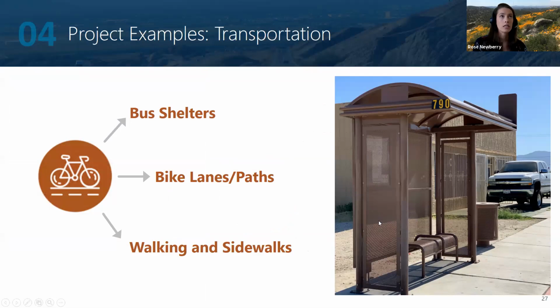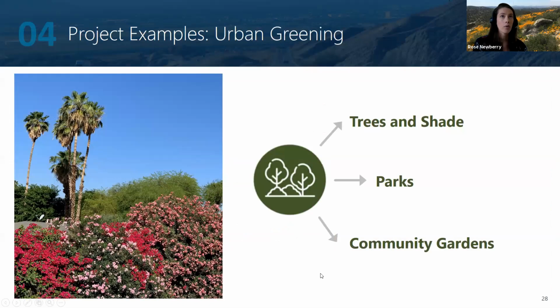The next one is transportation. There's bus shelters, bike lanes, walking and sidewalks. So again, anything that's going to make it easier or more helpful to walk or bike. And then our 4th one is trees and shade, parks, and community gardens. Like I said, anything bringing nature into the city.